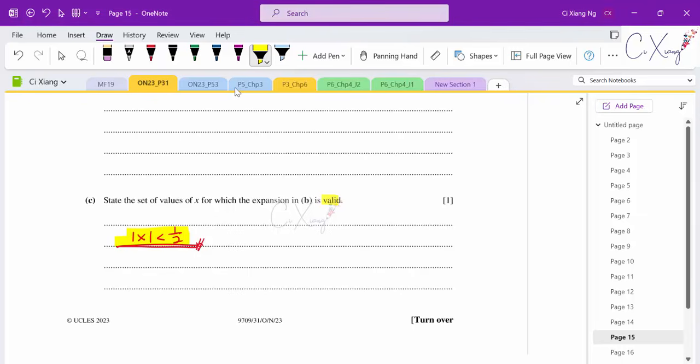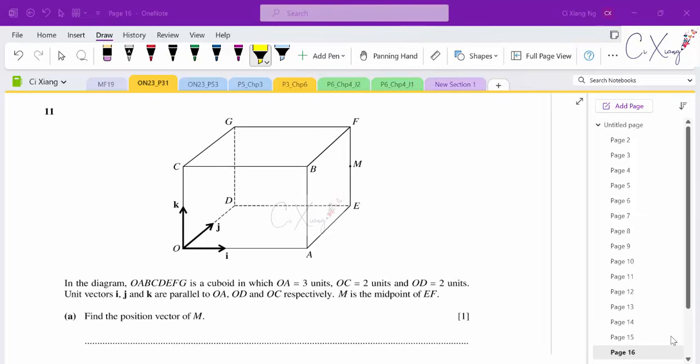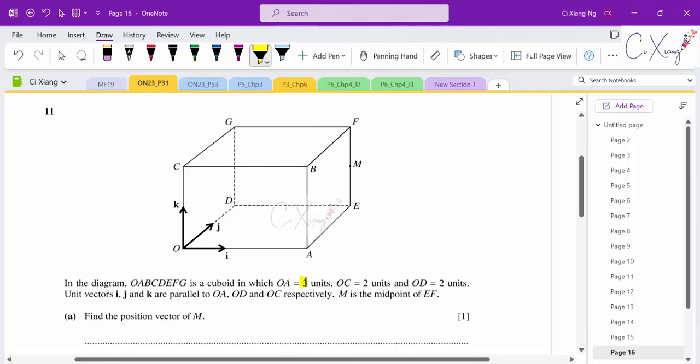Okay, so this is how we solve question number 10. Now we are at the last question for this paper, question number 11. You are given a diagram and it is actually a cuboid, OABCDEFG. Then they tell you all the details here. OA is 3 units, OC is 2, and OD is 2 units. And then they also give you the directions of i, j, k. So you can see the details from the diagram.